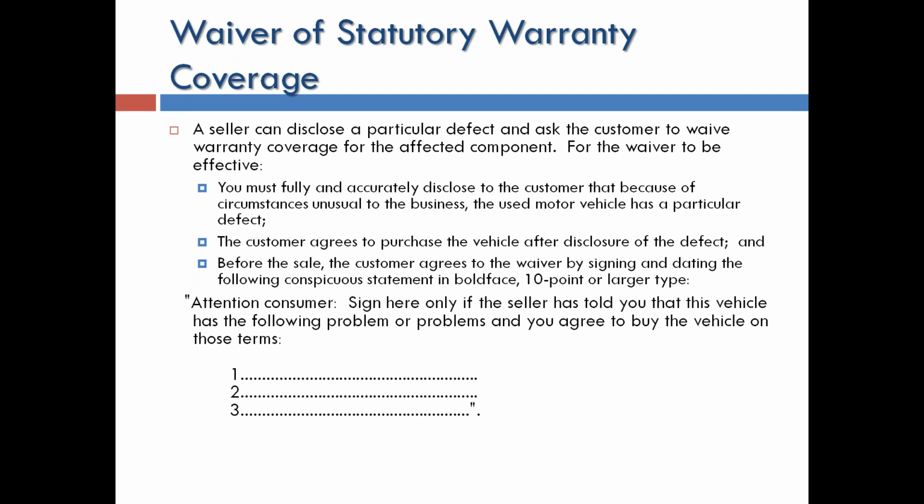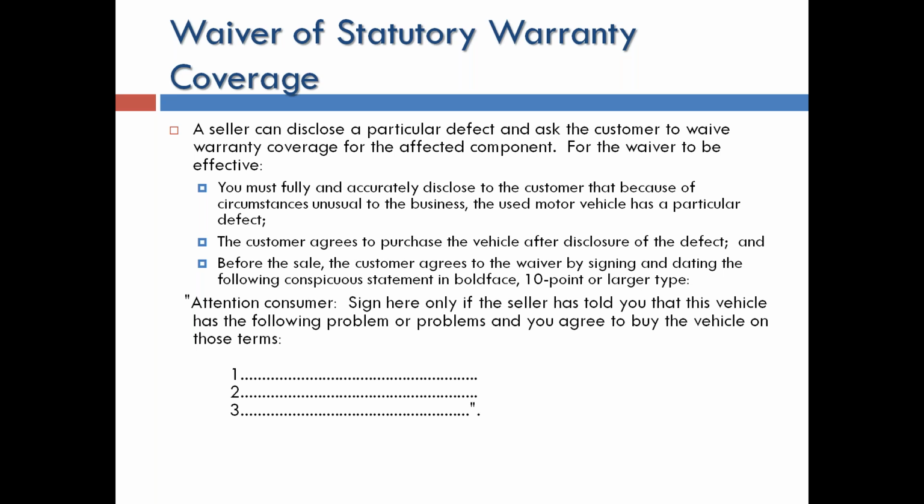If one of the covered powertrain components has a defect, you can ask the customer to waive coverage for that component. Unfortunately, you can't do a blanket waiver unless you want to list every single component in that definition of powertrain components, and ask the customer to waive each of those. So for a waiver to be effective, the statute requires you to fully and accurately disclose to the customer that because of the circumstances unusual to the business, the used motor vehicle has a particular defect.